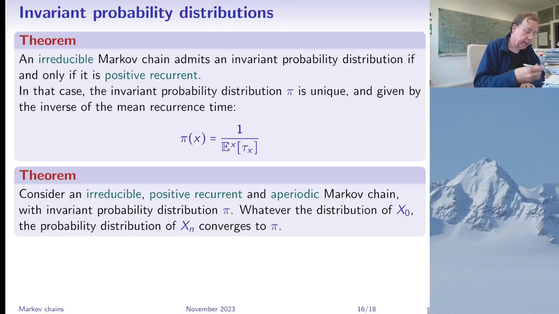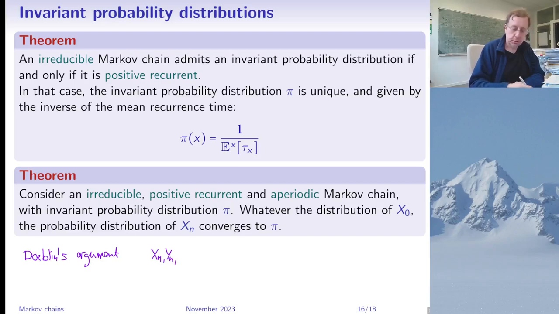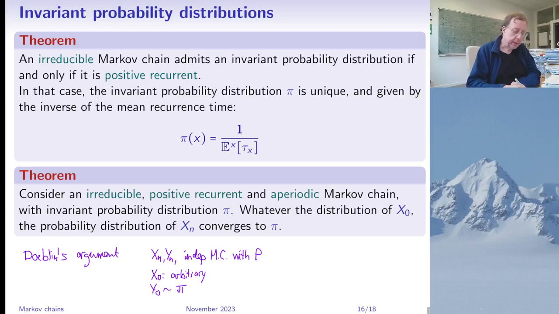There are different ways of proving this, but a particularly elegant one is called Döblin's argument. What you do in this argument is take Xn and Yn, which are two independent Markov chains with the same transition matrix P. Now X0 is your arbitrary starting distribution, and Y0 starts with the invariant distribution. This means in particular that Yn will always be distributed according to pi, by definition of invariant.